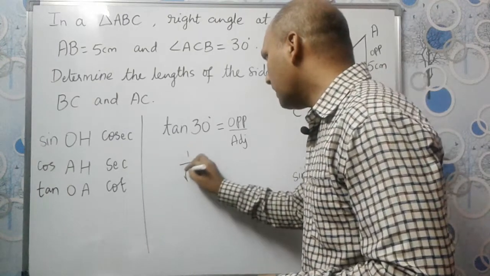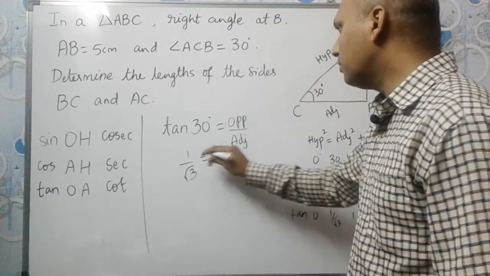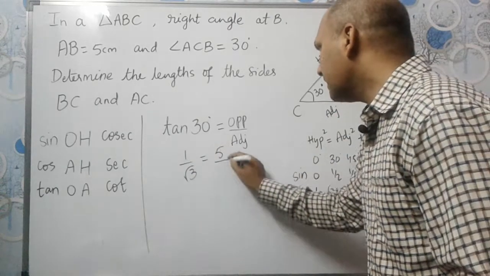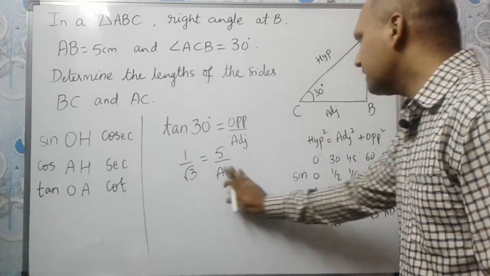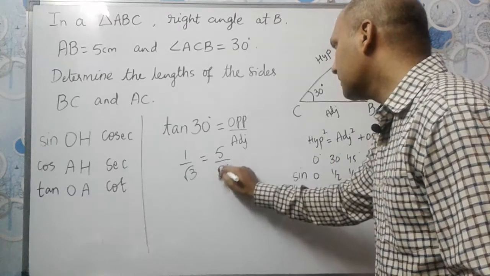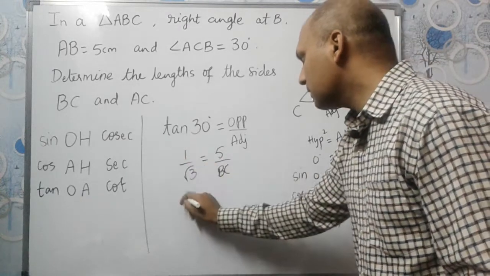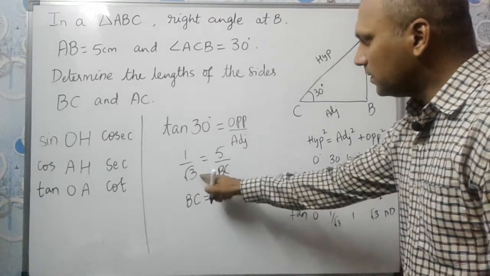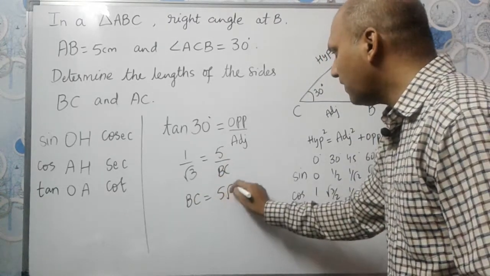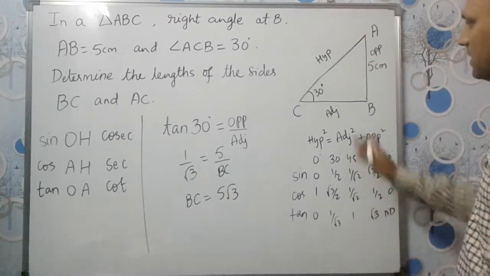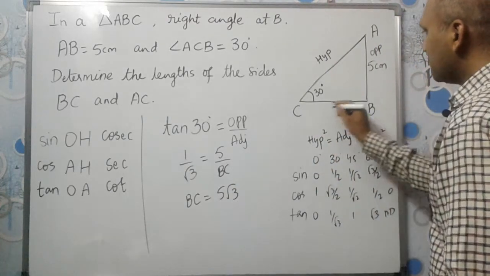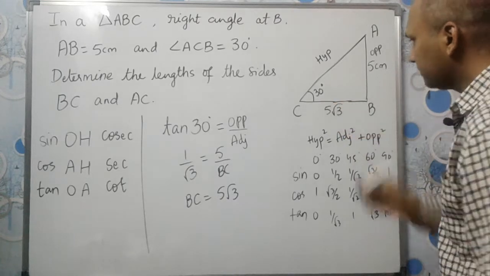So 1 by root 3 is equal to opposite. What is opposite side? 5, divided by adjacent. Adjacent is BC. Let us write BC. Cross multiply, BC goes on the other side. 1 into BC is BC. 5 root 3 goes on the other side. It will become 5 root 3. So BC is how much now? It is 5 root 3. So we found BC now. This is 5 root 3.